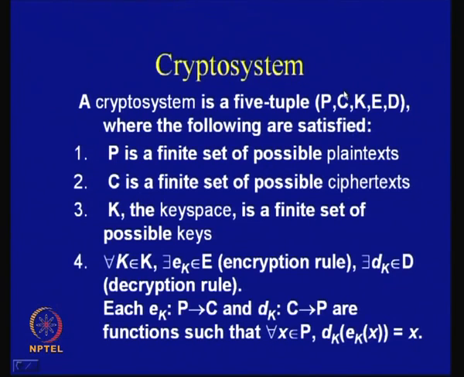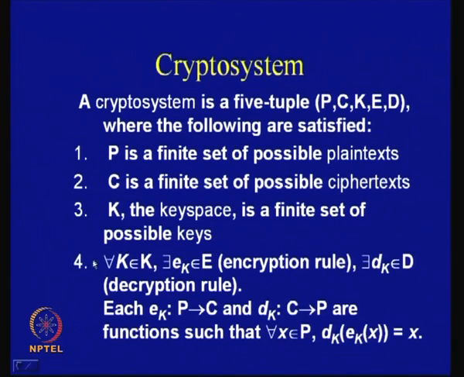So a little bit more formally, your crypto system is essentially a 5 tuple. The members are the plain text set denoted by P, which is a finite set of possible plain texts. Then you have C, which is a finite set of possible cipher texts. So this could be alphabets, this could be numbers, this could be bit strings, but they are essentially derived from a finite set of possible values. Then K is the key space, which is a finite set of possible keys.